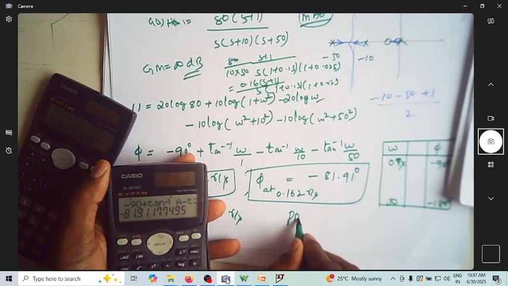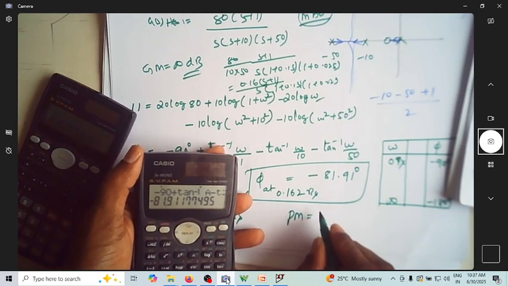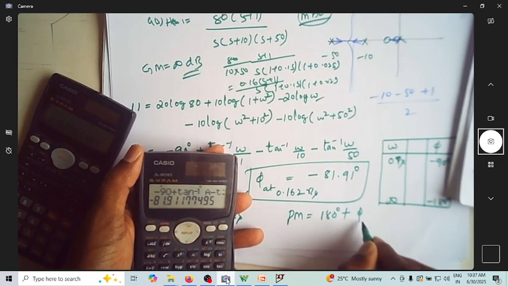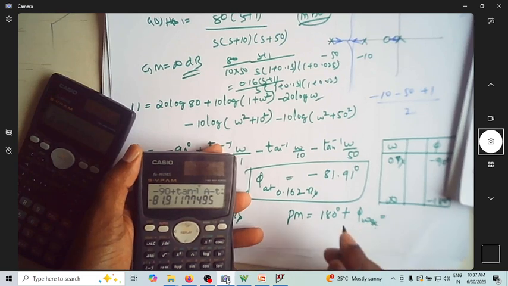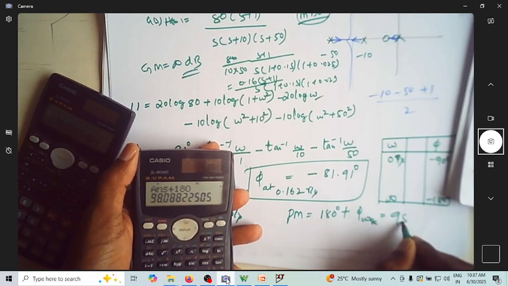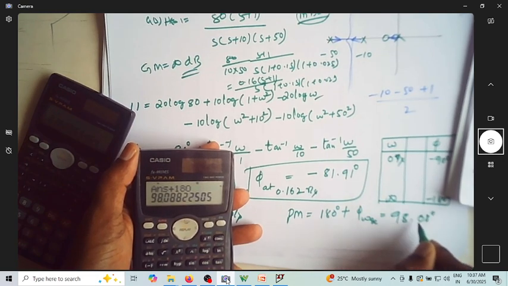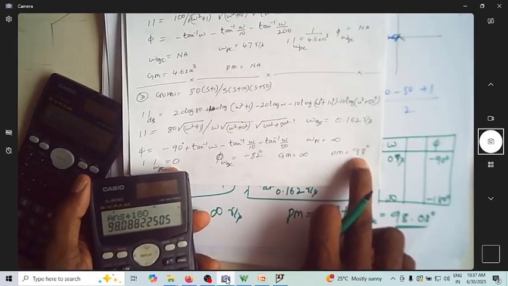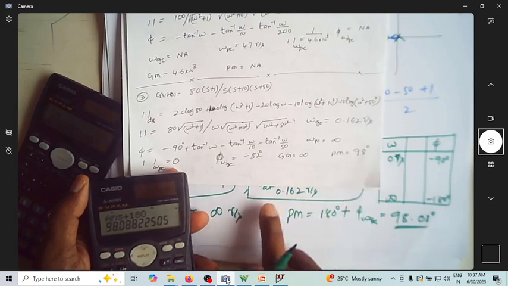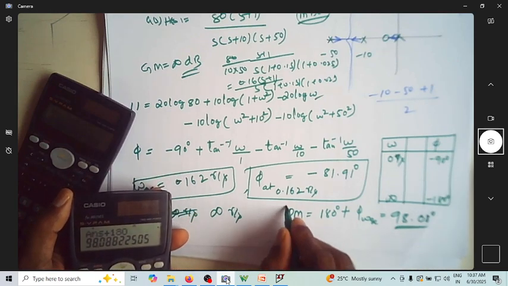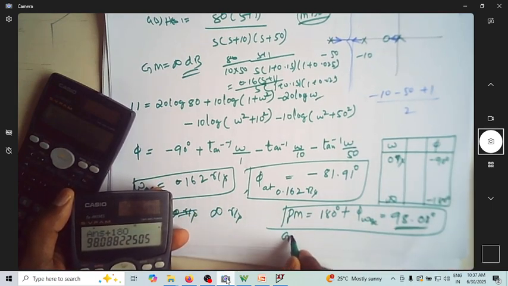So then what is phase margin? Phase margin is 180 degrees plus the phase at omega GC, which is nothing but plus 180. It is now 98.08 degrees. Can you see here? This is 98 degrees, which I calculated already. So this is 98 degrees. This is phase margin.